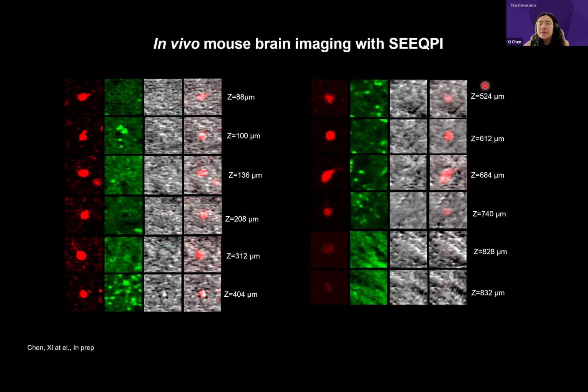So those are just the corresponding localized images at different depths. And we were able to find the neurons, some of them in the white matter region, about 830 microns.